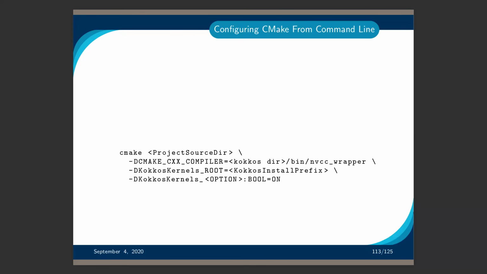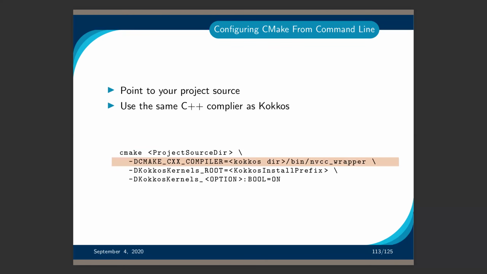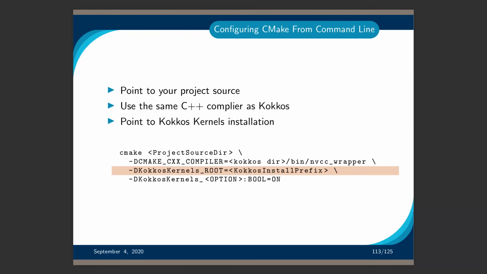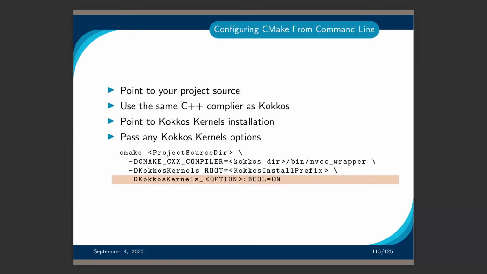And here we're going to show just a minimal CMake line that you would use for configuring Kokkos kernels. This will include pointing to your source code, making sure to set the compiler to use the same compiler that Kokkos was used with, pointing to your Kokkos kernels install, and then setting desired Kokkos kernels options.